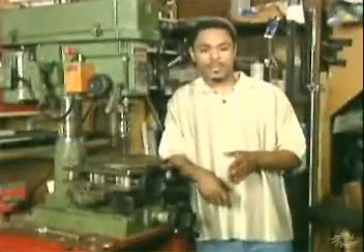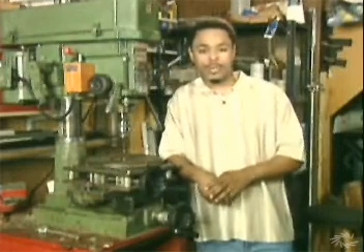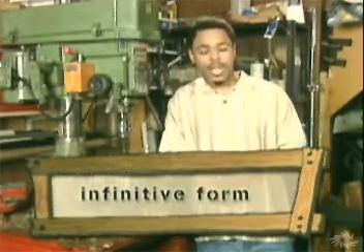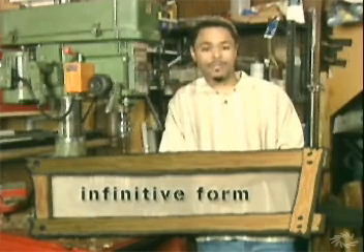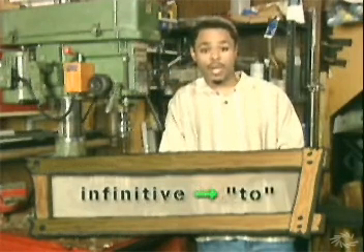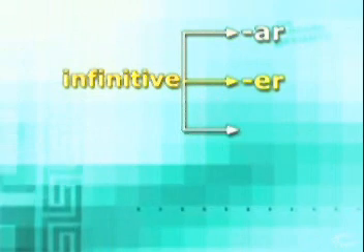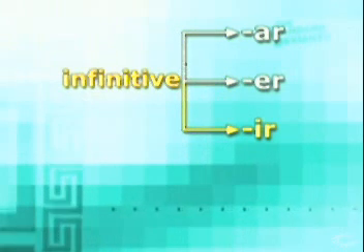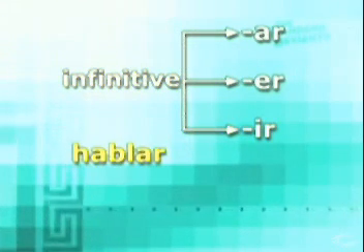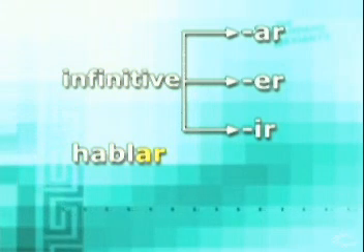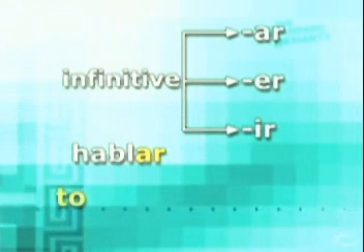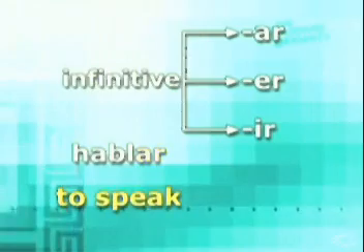When we talk about verbs in Spanish, the easiest form to work from is called the infinitive form. In English, the infinitive of a verb is the form we use with the word to, as in to jog, to scramble, or to be or not to be. In Spanish, all verbs in their infinitive form end in either AR, ER, or IR. So if we see a verb like hablar, once we spot that infinitive ending, we know that hablar must mean to something, in this case, to speak.